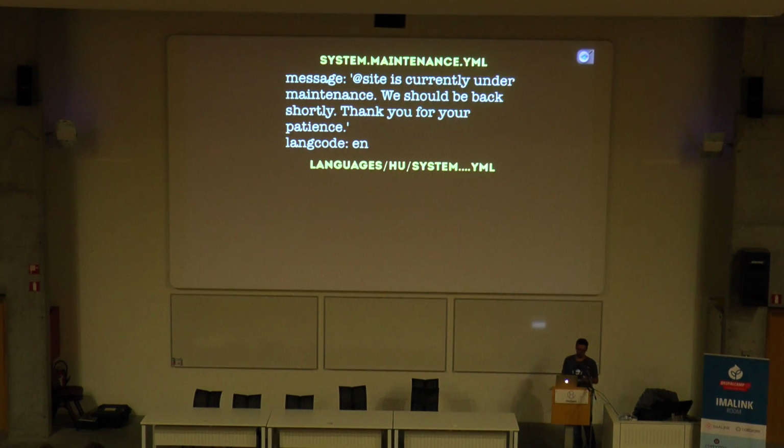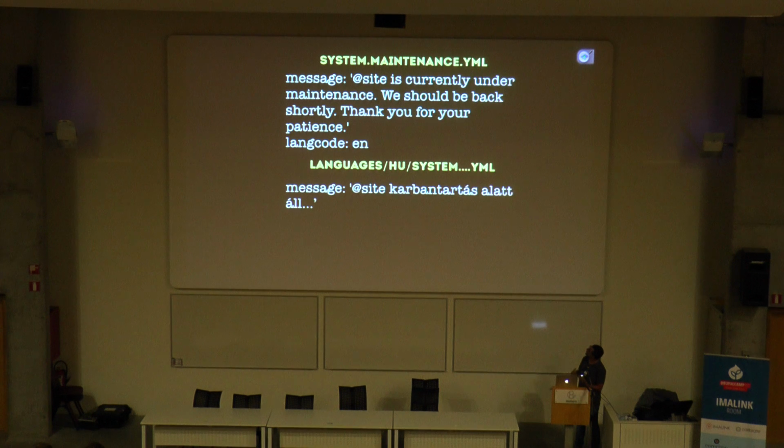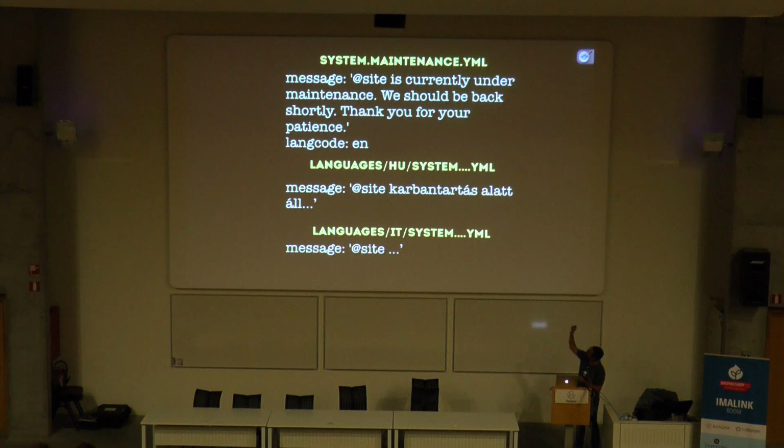So in your site, you will have this config. If you export your configuration, you will have the system maintenance YAML file, and if you translate it, you will have a language folder, which will contain a folder for each of your languages, and there you will have another version of this YAML file with only the properties that you are overriding in this language. So if you have Hungarian in your site, you will have languages, the lang code, and then the system maintenance YAML file, and the same for any other language that you have.